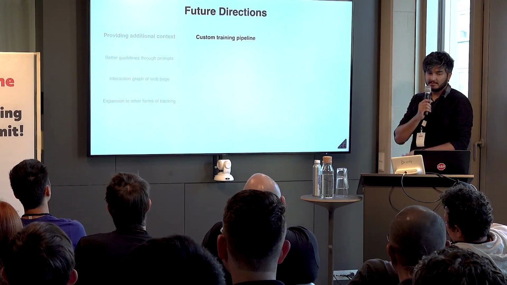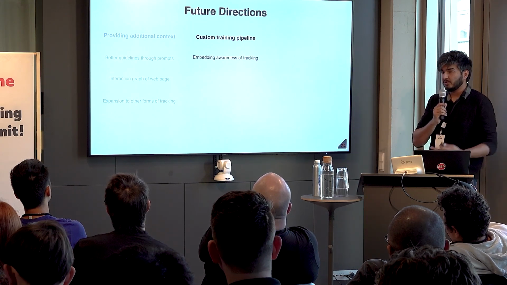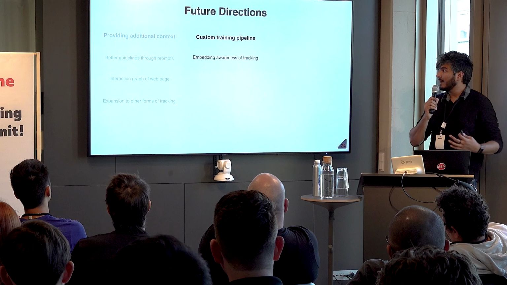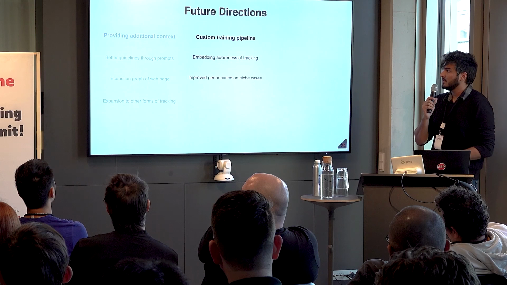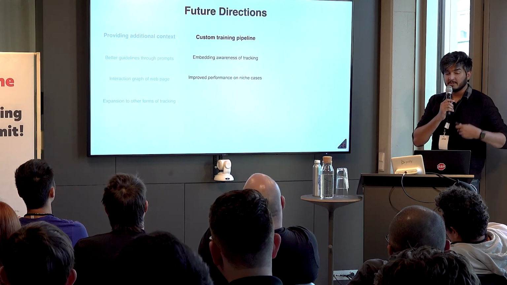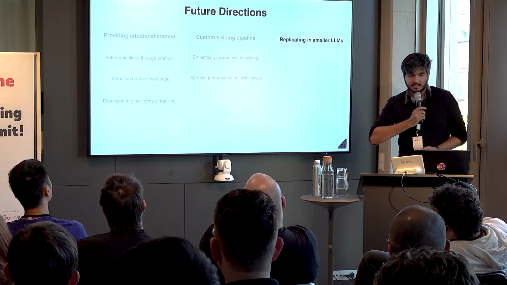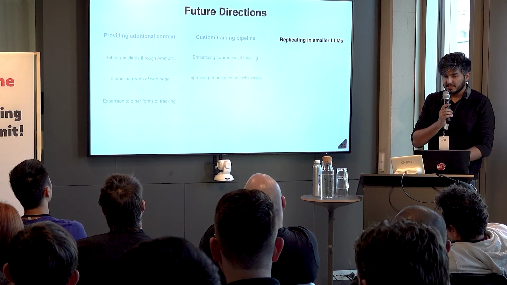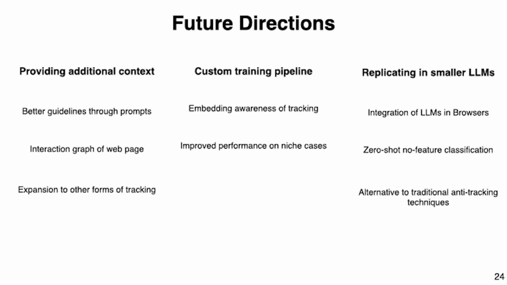And another part of that is a custom training pipeline. The LLMs were not trained with tracking in mind. So embedding the awareness of tracking through the training pipeline as well can further improve their performance. And it can also improve their performance on some very niche cases, which they currently do not perform well on. And ultimately, I think one of the goals that we have in this project is to replicate this performance in smaller LLMs. So currently we are testing with GPT-4o. We are also in parallel trying to replicate the same results in smaller LLMs, because there are some smaller LLMs which are already integrated into browsers.